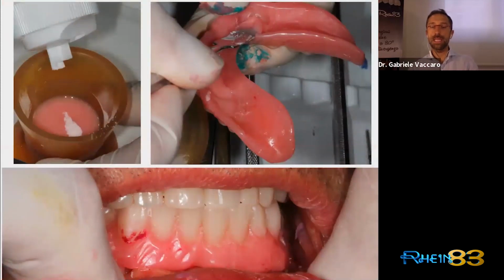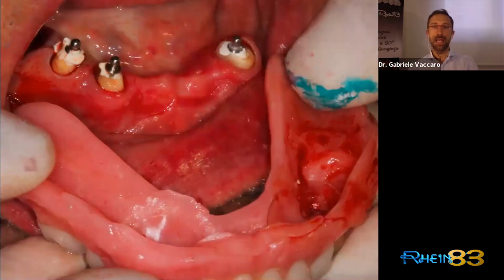So put the resin, put the denture over the cap you had placed, and then ask the patient to close as strong as he can, and then stay in that position until the resin has completely polymerized, cured. After that, you can also use a crown remover to remove the denture, because it can be a little bit hard. And then you have this.